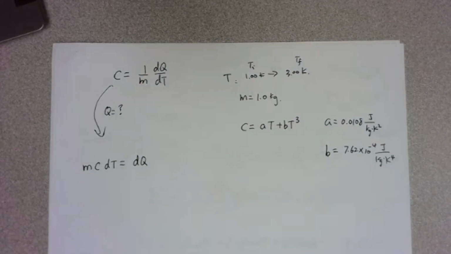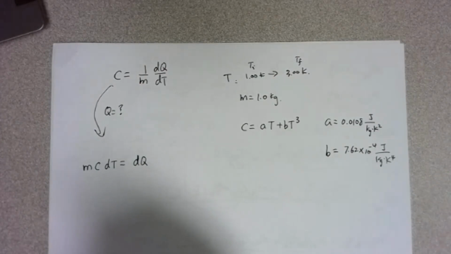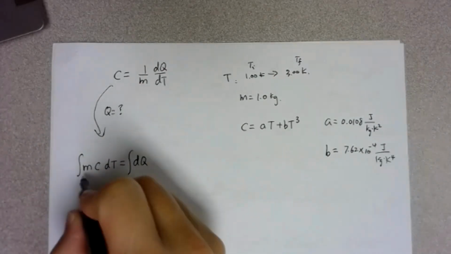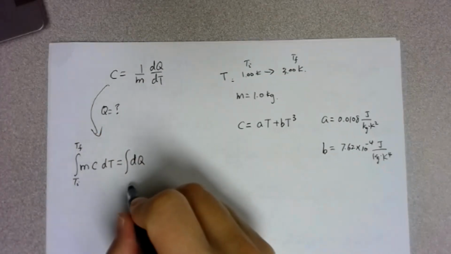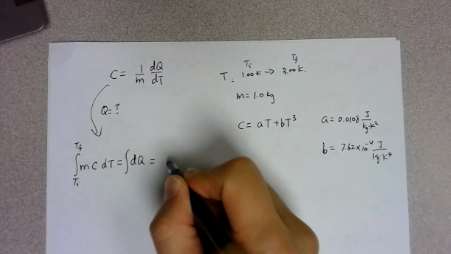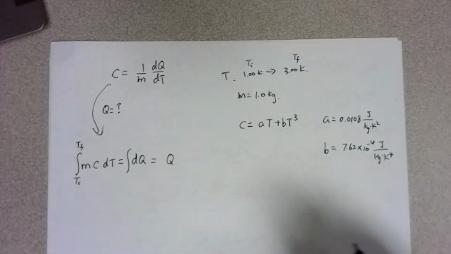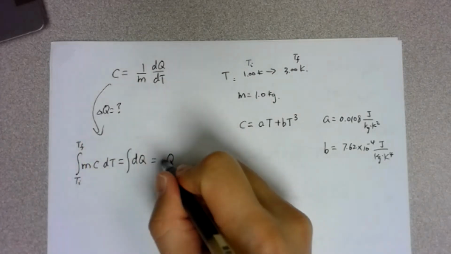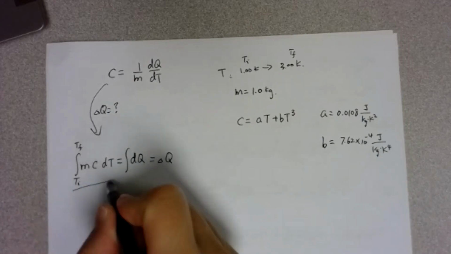Now you might feel more comfortable this time because you're looking for q. Then what you do is integration, from the t initial to t final. That gives you the change in q. So the integration of dq will give you q, or delta q. Let's just say q because we're looking for that, or you can say delta q, either way doesn't really matter.